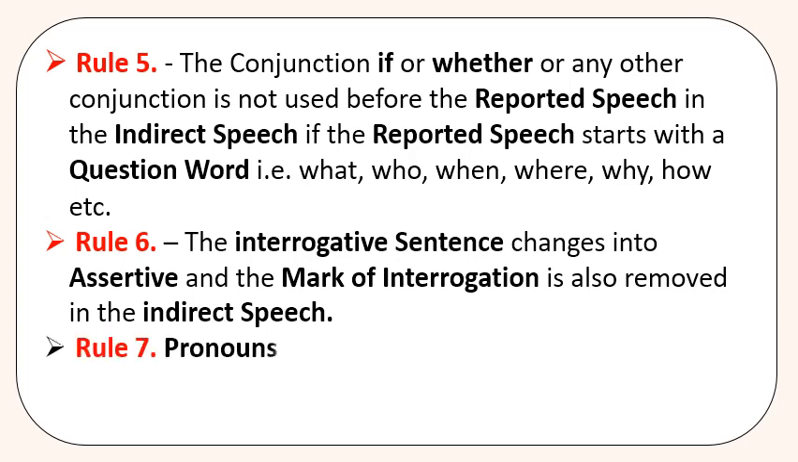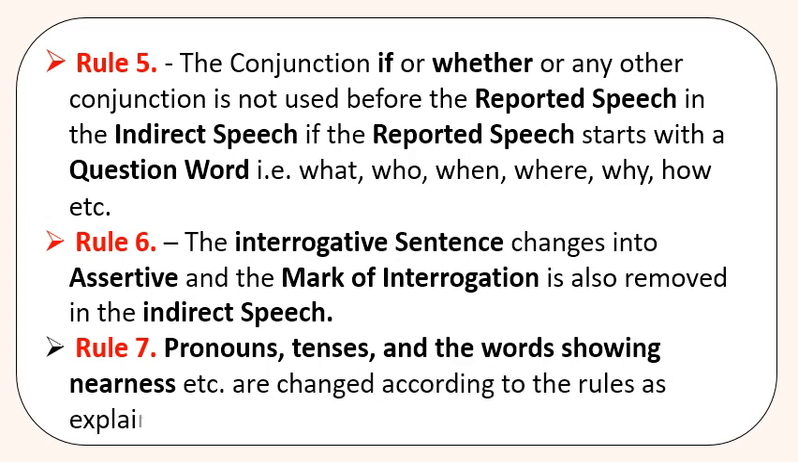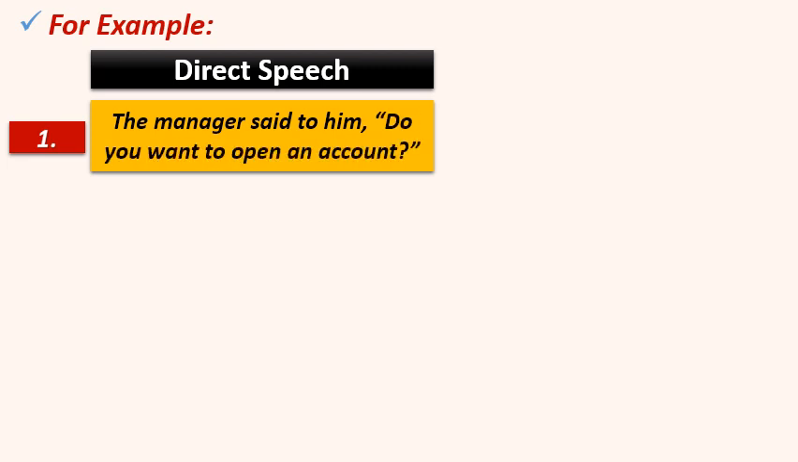Rule number 6: the interrogative sentence changes into an assertive, that is, declarative or simple sentence, and the mark of interrogation is changed into a full stop in the indirect speech. Rule number 7: pronouns, tenses and the words showing nearness etc. are changed according to the rules as explained in our previous video, or you can say earlier. So now let us see a few examples to see how to change interrogative sentences from direct to indirect speech.